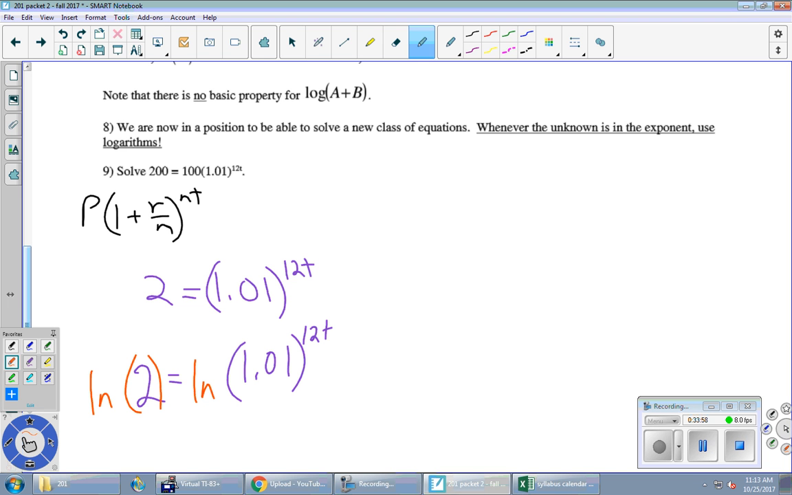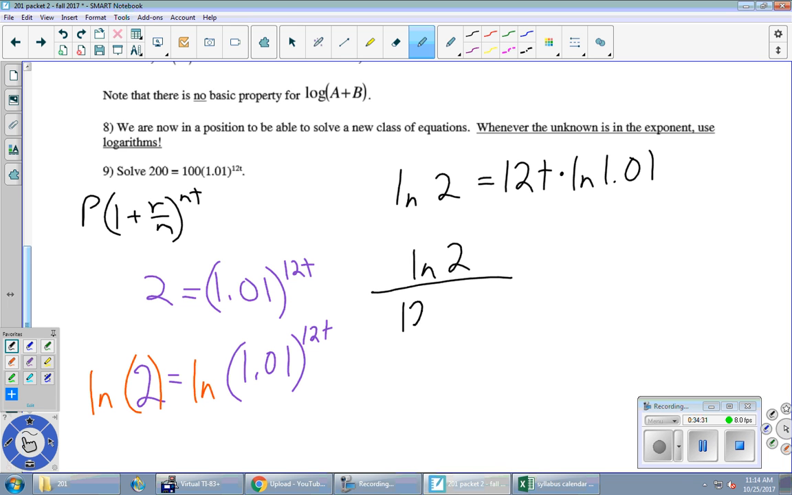Okay, and then our power rule property up above says if you have a log of something to a power, where can you move that power? You can move that power right to the front. So let's do that. ln of 2 on this side. 12t, the whole thing comes down. ln of 1.01. I will put a multiplication dot just so we're clear. You're going to go to the calculator at the end, but let's stay here without the calculator. We're just trying to get t by itself. 12 is a number, ln of 1.01 is a number. We're just dividing both sides by that whole thing in one fell swoop. So ln of 2 over 12 ln 1.01.